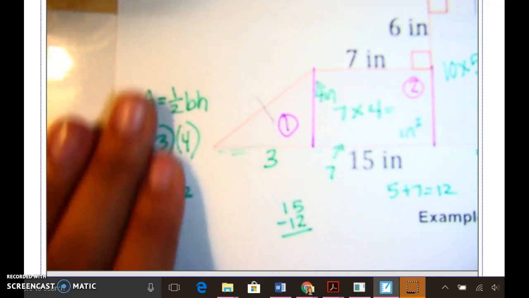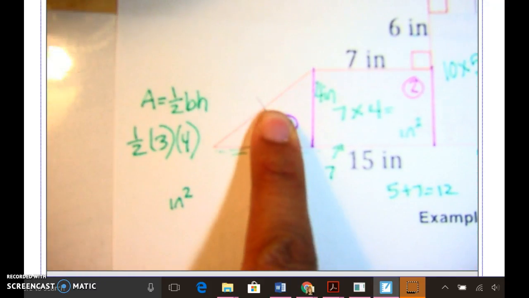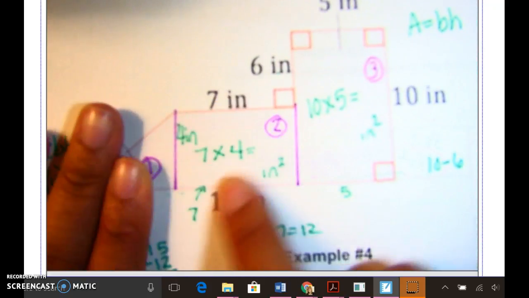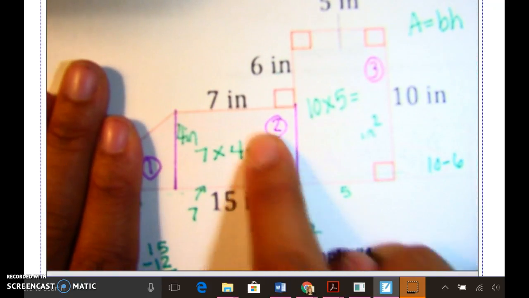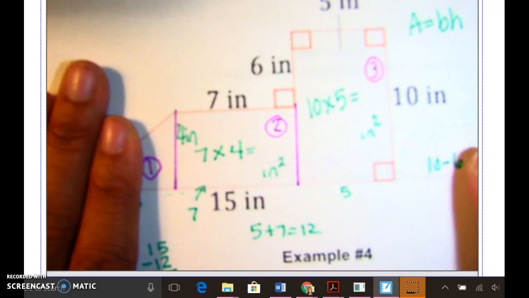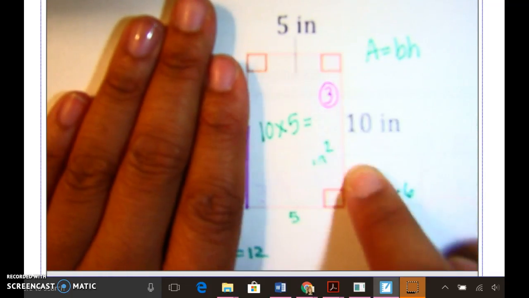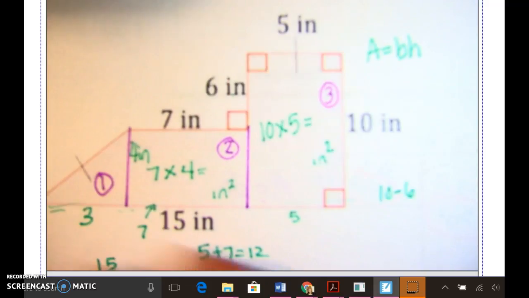So you need to finish this calculation, get the area of the triangle, do your calculation here, the base times height, get your area for this, and then do your calculation of your base times height, get the area for this, and then add them all together. Once you do that, let someone check your answer.